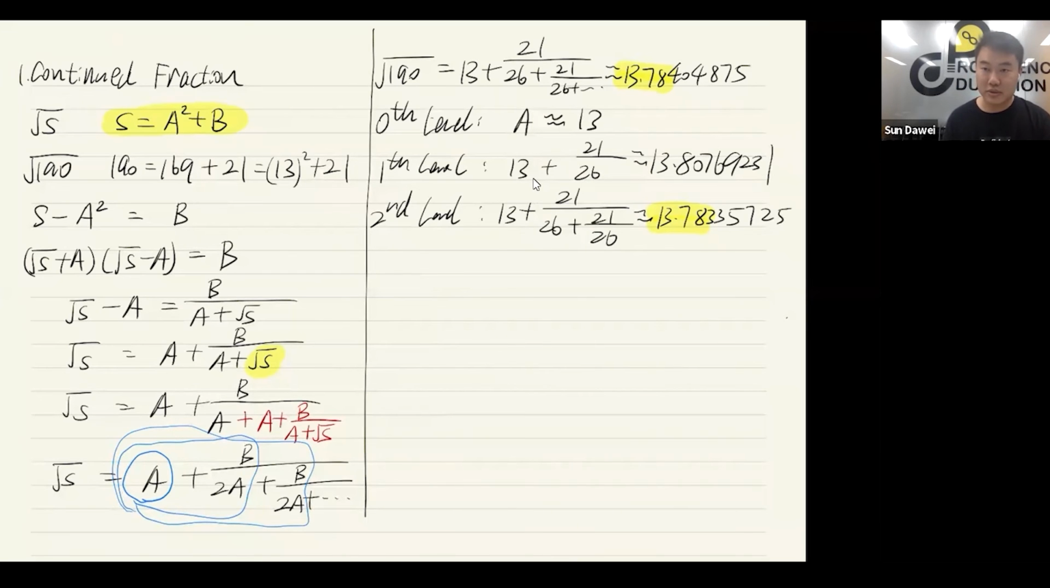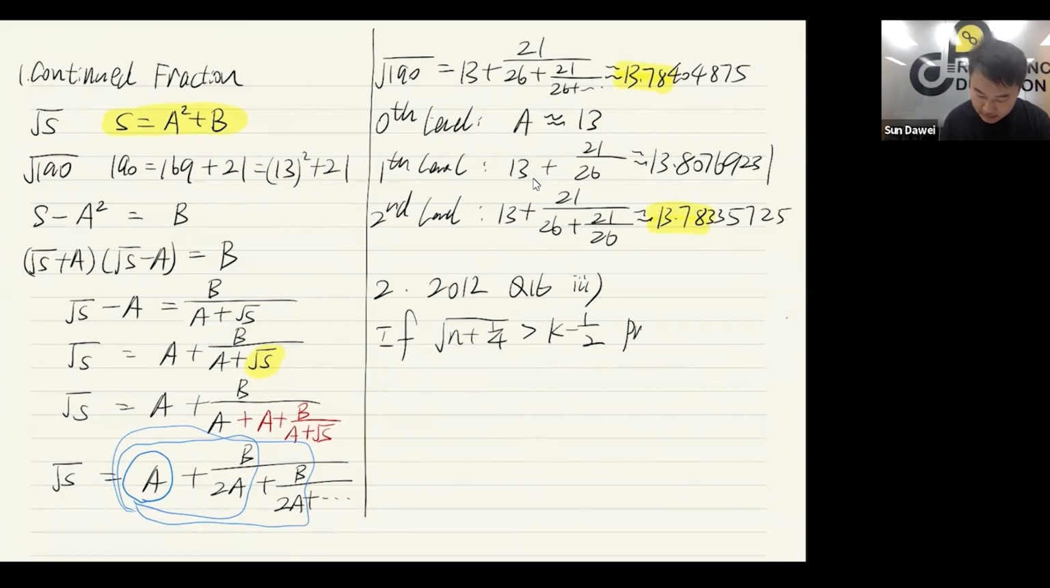Surprisingly, knowing the nature of the square root well will allow you to try one of the last questions in a 4-unit HSC past paper. The question is coming from 2012 question 16 part III, and it's like this. It's not too long, so I'm going to write it down. If the square root of n plus a quarter is bigger than k minus half, where n and k are integers, prove root n is bigger than k minus half.